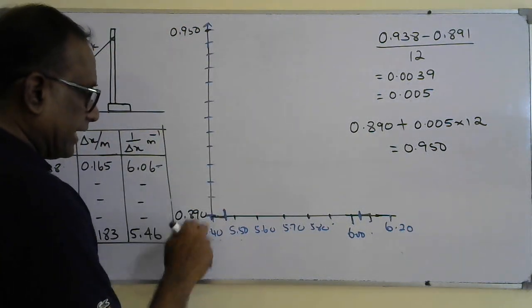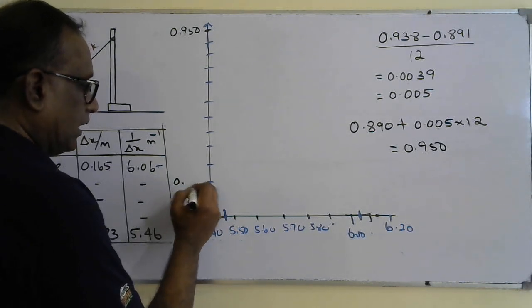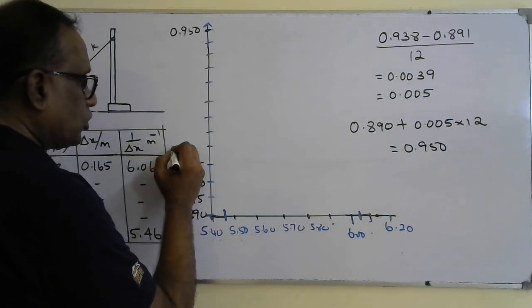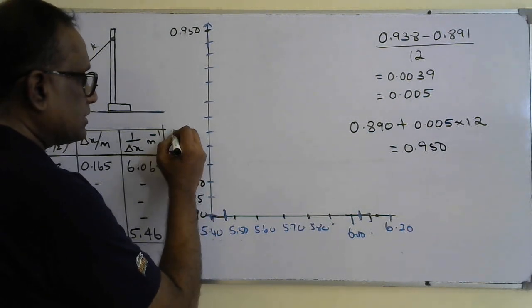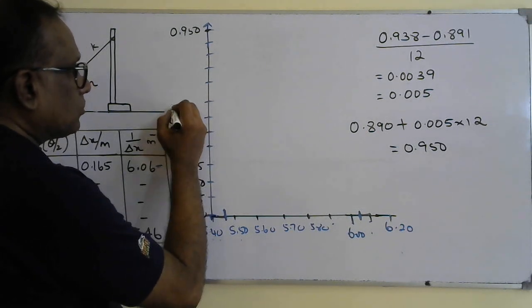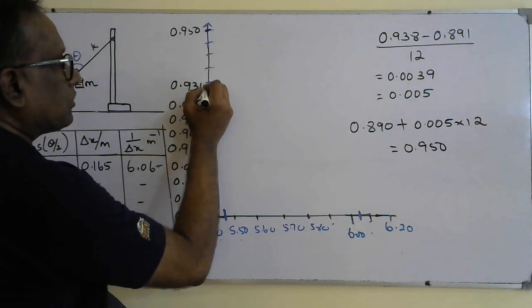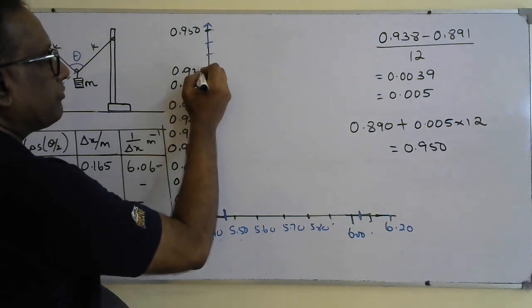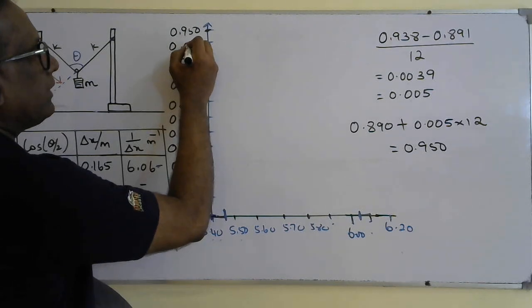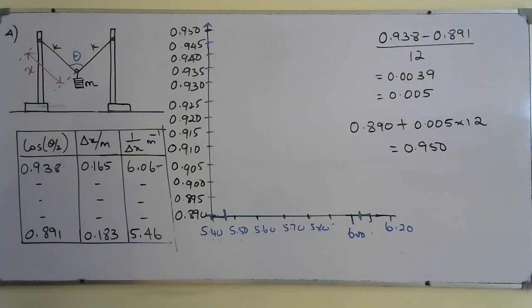So 0.890, next one will be 0.895, 0.900, 0.905. This is going to be 0.910, 0.915, 0.920, 0.925, 0.930, 0.935, 0.940, 0.945, 0.950. So I have included all the points.